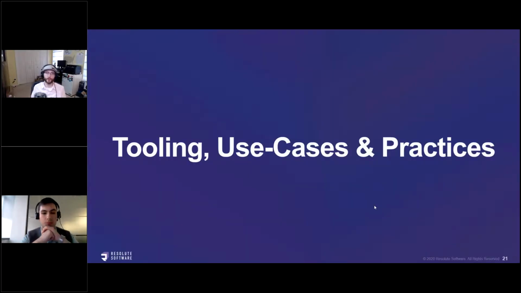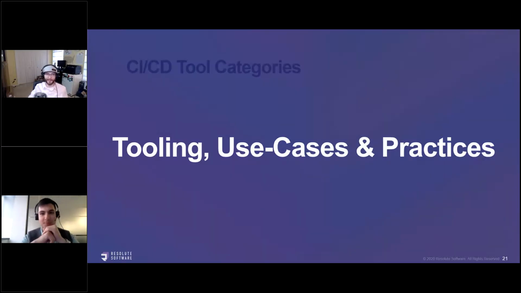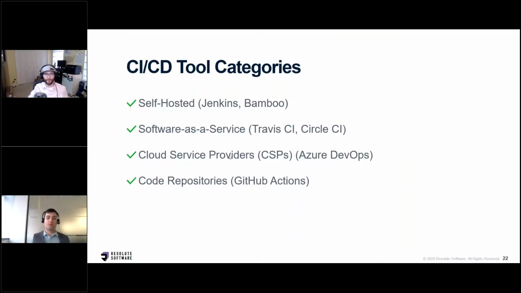So let's move on to tooling, use cases, best practices. This is going to be a little bit more technical. I'm a little out of school on this, so Billy, you'll probably have to talk a little bit more on these. We're talking about some of the tool categories in CI/CD. So we have self-hosted, software as a service, cloud service providers, and then we'll talk a little bit about code repositories, yeah? Sure. Thank you for that, Brandon.